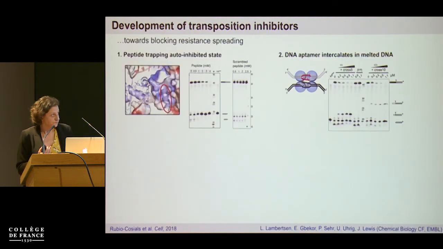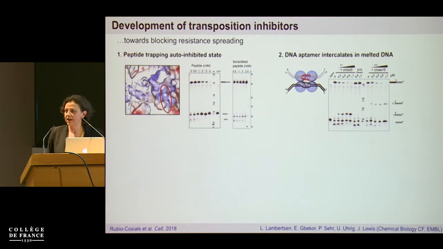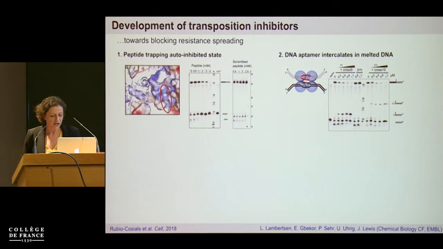So, based on these data, we were then next wondering, can we use our structure to try to inhibit transposition? The idea here would be that if you can inhibit transposition or inhibit the transfer of resistance genes between bacteria, for example as a complementary treatment to antibiotic use in the clinic, then you could limit the transfer of resistance genes to the microbiota in these patients.